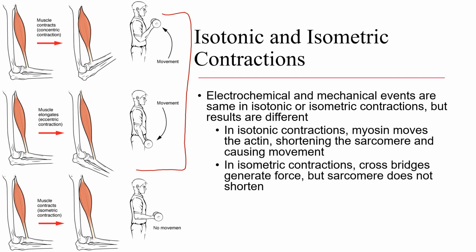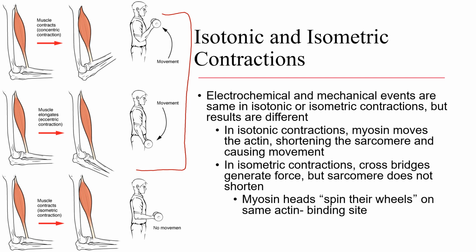Okay. When we have an isometric contraction, the cross bridges will generate force, but the sarcomere does not shorten. And the myosin heads are basically spinning their wheels on the actin binding sites. And so they're binding continuously to the same actin and not moving the actin how it does normally.